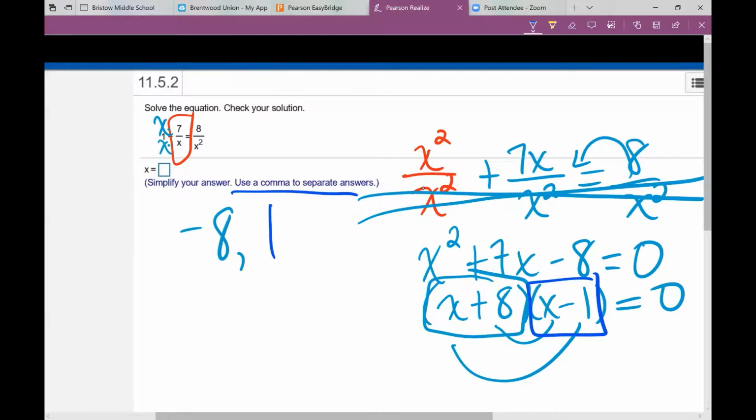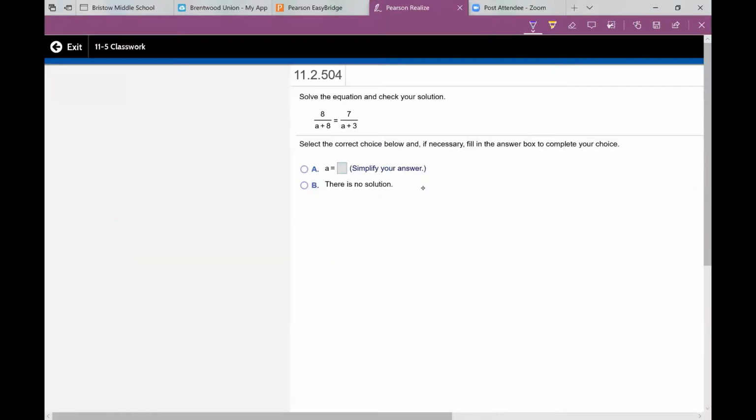It does ask you to use a comma to separate your answer. So if you don't use a comma, Digits is going to tell you you're wrong. You also shouldn't be putting the x equals in because it's already there on the screen. So just type in -8, comma 1. It'll let you do the opposite. You could do 1, comma, -8. It should take it either way.